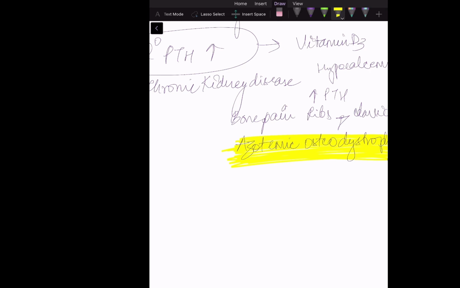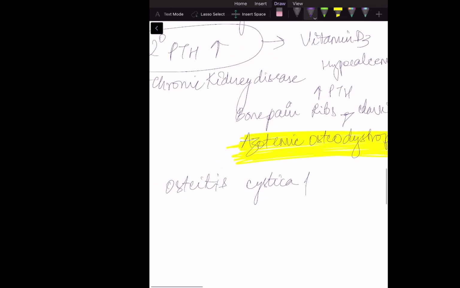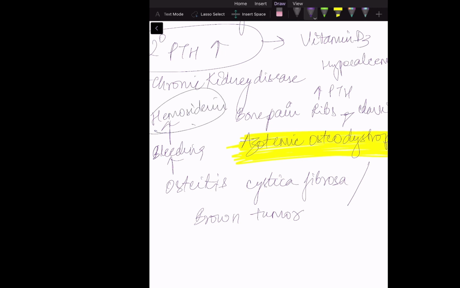Sometimes there will be osteitis cystica fibrosa. We also call it brown tumor in pathology. Why do we call it the brown tumor? Because it will lead to bleeding, and bleeding will lead to hemosiderin. So we call it brown tumor, osteitis cystica fibrosa.